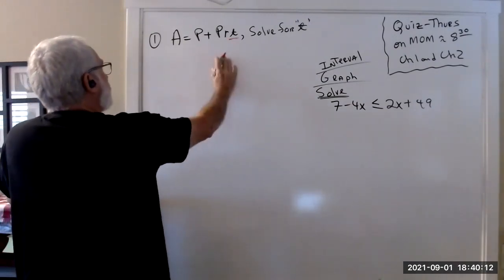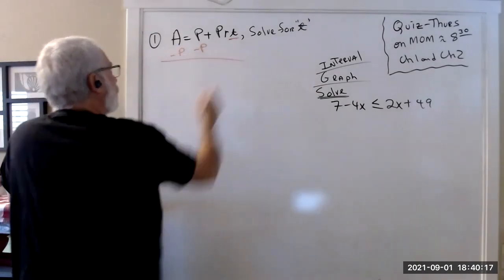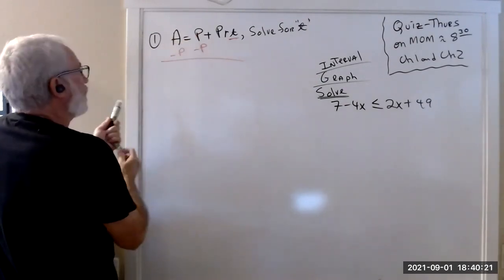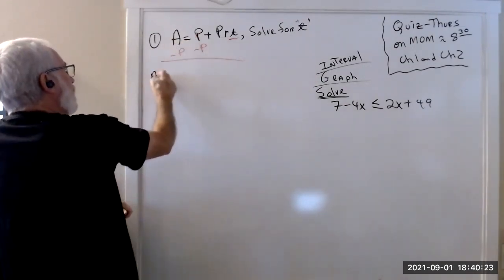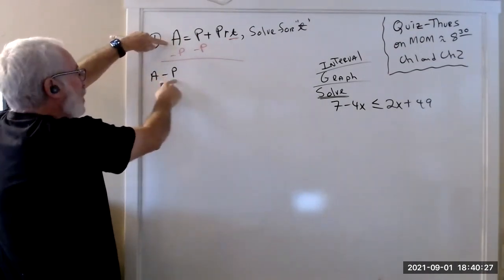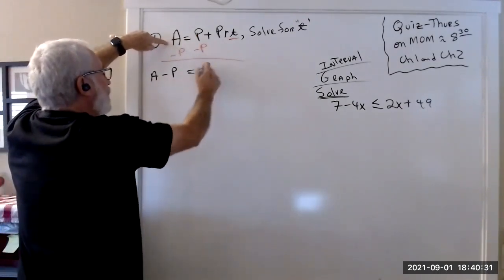So the first thing I would do is I would take P away from both sides. This P, okay, the first one. So that's going to give me A minus P, because I know I can't subtract them, so I just show mathematically I tried, equals PRT.